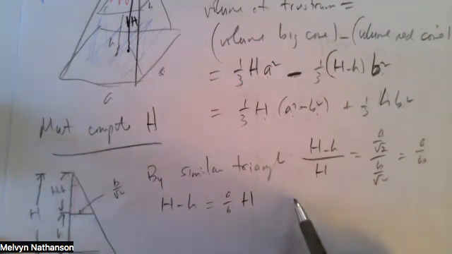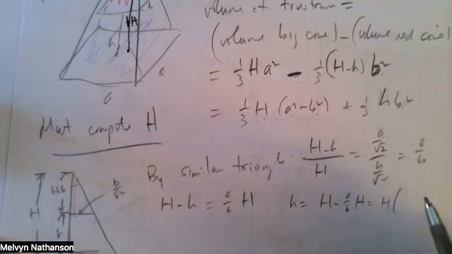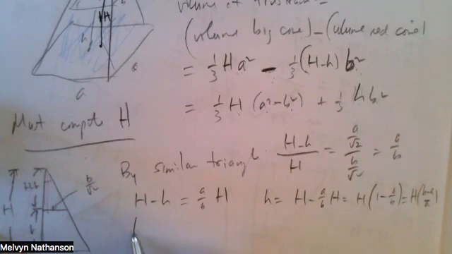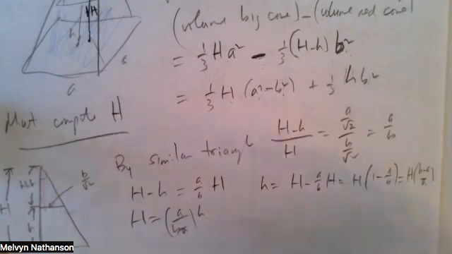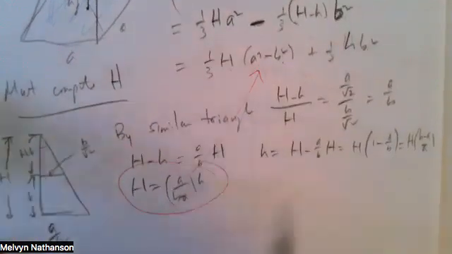Rearranging this, little h is H minus A over B times capital H, which is H times 1 minus A over B, which is H times B minus A over A. Or just bringing this to the other side, capital H is A over B minus A times little h. So if I take this formula for capital H and plug it in there, what do I get?